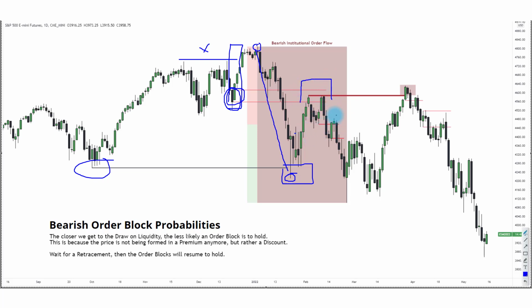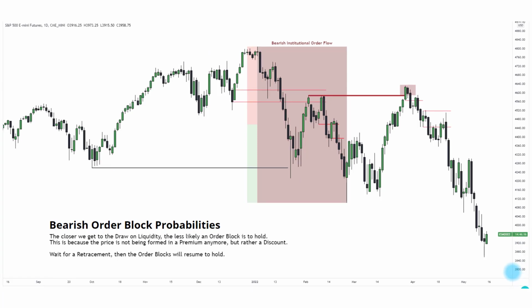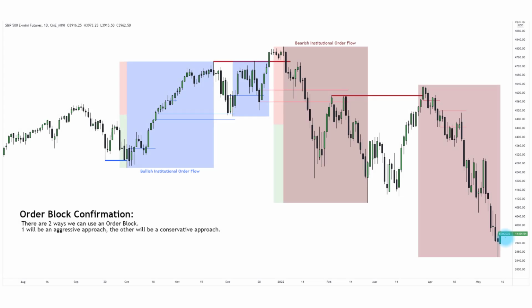Check out bearish order blocks again. Up candle here, displacement to the downside. Up candle here, displacement to the downside. Okay, so that's how you use bearish order blocks on a daily chart. So, order block confirmation. There's two ways we can use an order block. One would be an aggressive approach, the other would be a conservative approach.